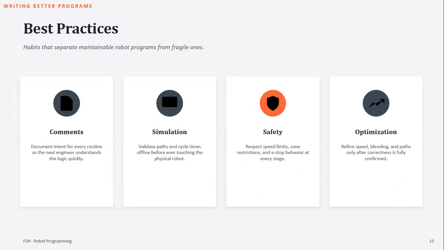What are the common best practices to be adopted in robot programming languages? Every professional robot programmer follows several best practices. They write clear commands, verify all coordinate systems, perform offline simulations before deployment, maintain safety limits, and continuously optimize programs to reduce cycle time and improve efficiency.